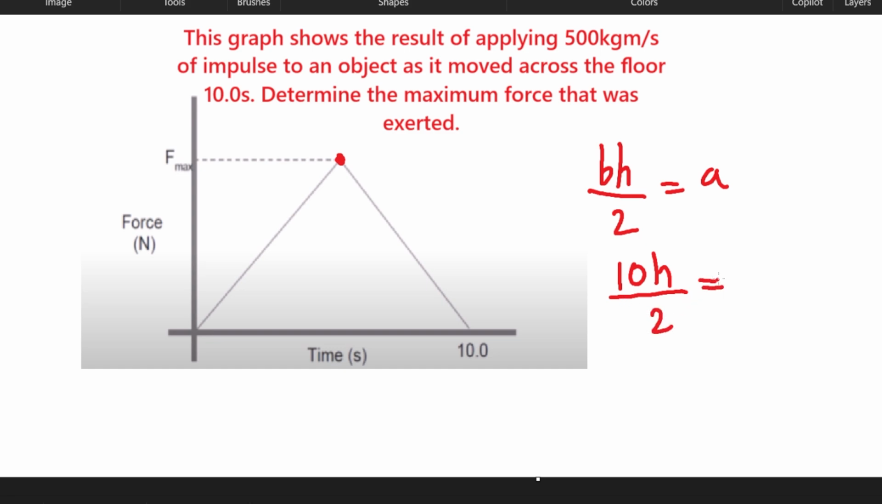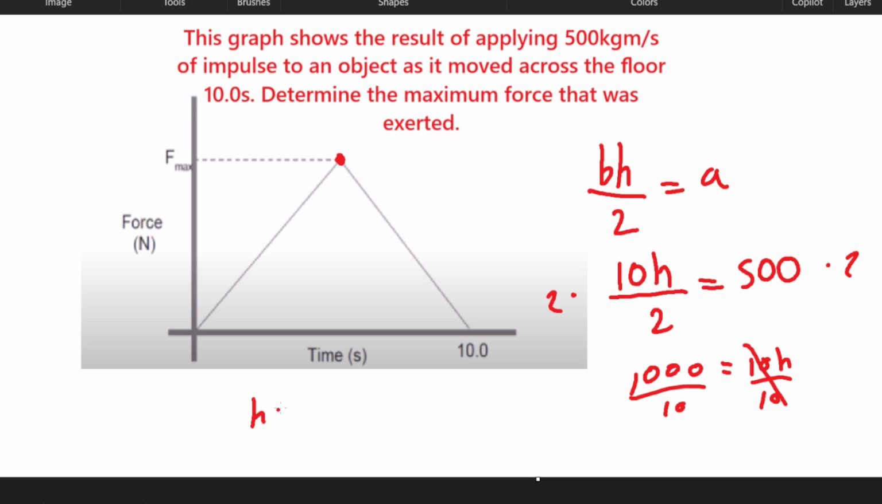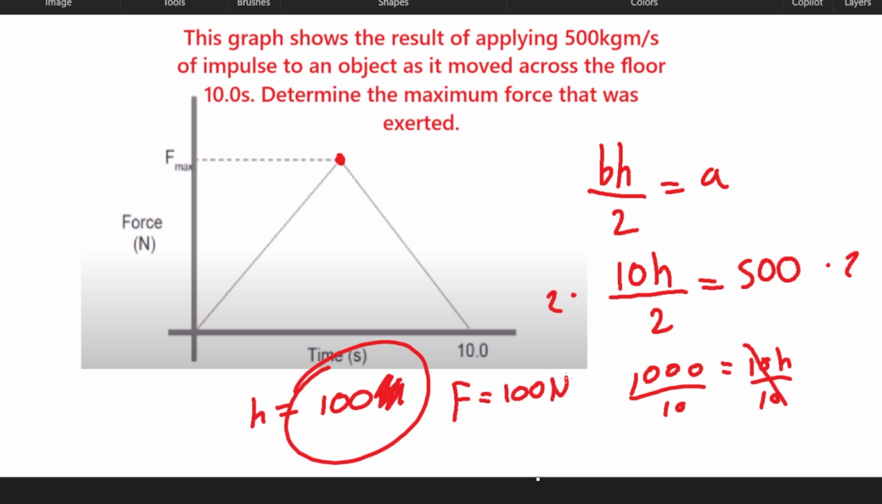And the area is equal to the impulse, and the impulse has been stated. And then we just solve for the height. So times 2 on both sides: 2000 equals 10h, divided by 10 on both sides, and you'll get that the height is equal to 200. So that is the maximum force exerted. Wait, don't say your height is 100 newtons. Say your force is 100 newtons.